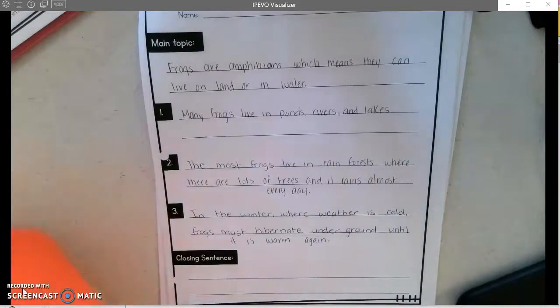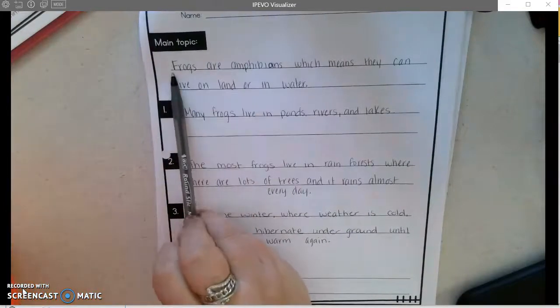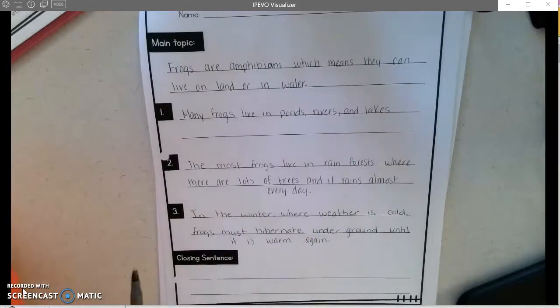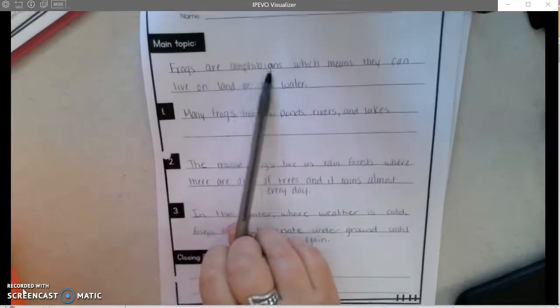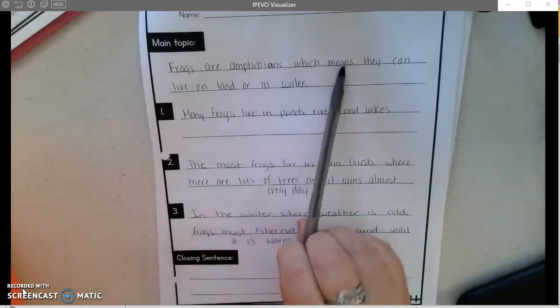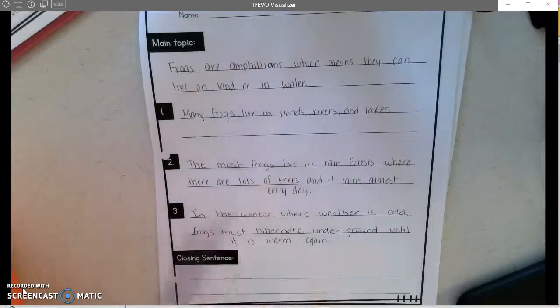Okay, so notice that all of these are complete sentences. I'm starting with capital letters, and I have punctuation at the end of my sentences. Okay, so they are amphibians. This was one of my facts that I found, but I need to know what amphibians means. Keep reading, which means they live on land or in water.